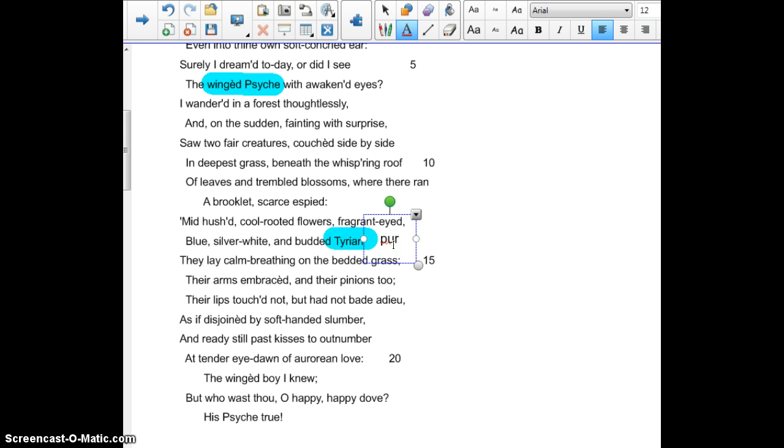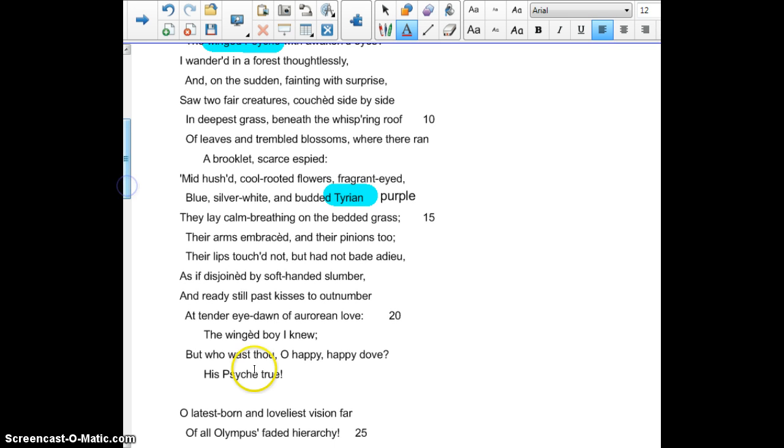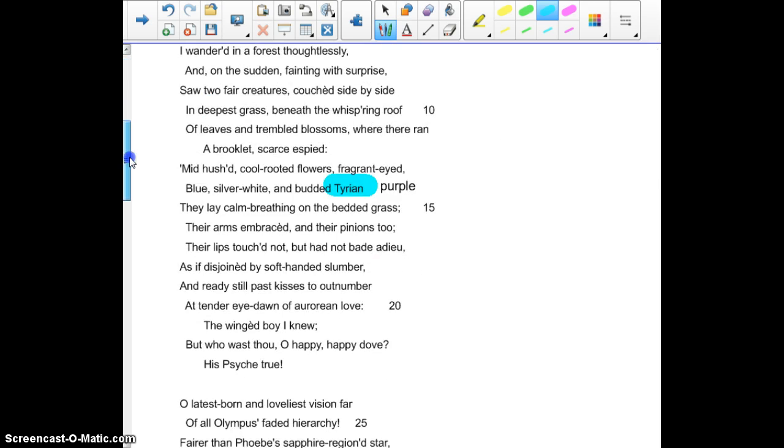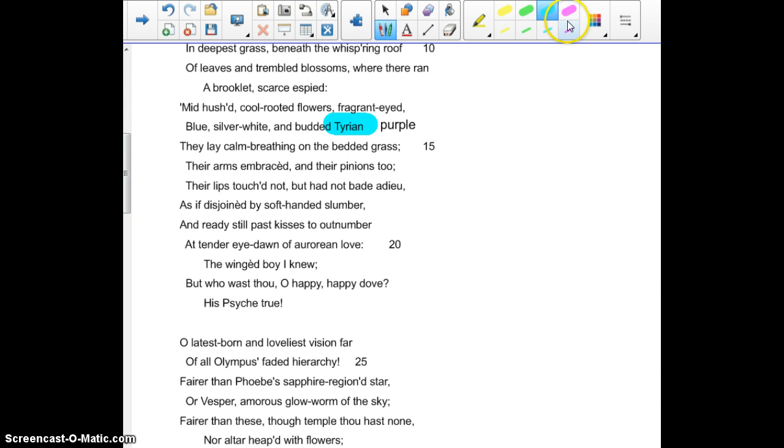So I'm just going to put that right there on the side because that's going to help me later on remembering, oh yeah, that's what that is. And then once again down here I see winged boy. I know that has to be a reference to our Greek gods, and we said up here that I was going to use purple for my myth. I know that has to be a reference to none other than Cupid, because Cupid is our winged boy, as we all know.